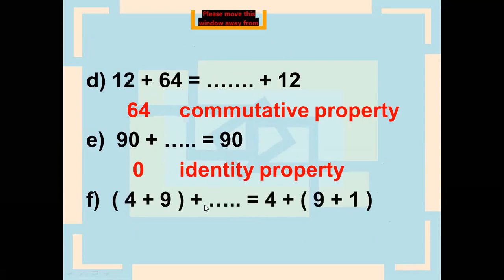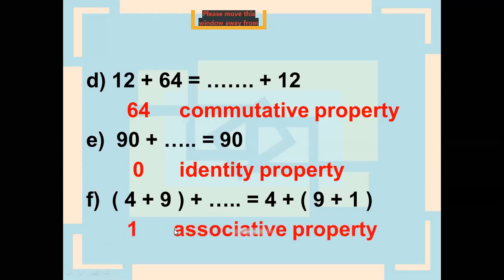4 plus 9 plus blank equals 4 plus 9 plus 1. The missing number here, we find it on the other side. The missing number is 1. And the name of the property is associative. We have three numbers and we change the grouping. It's called associative.